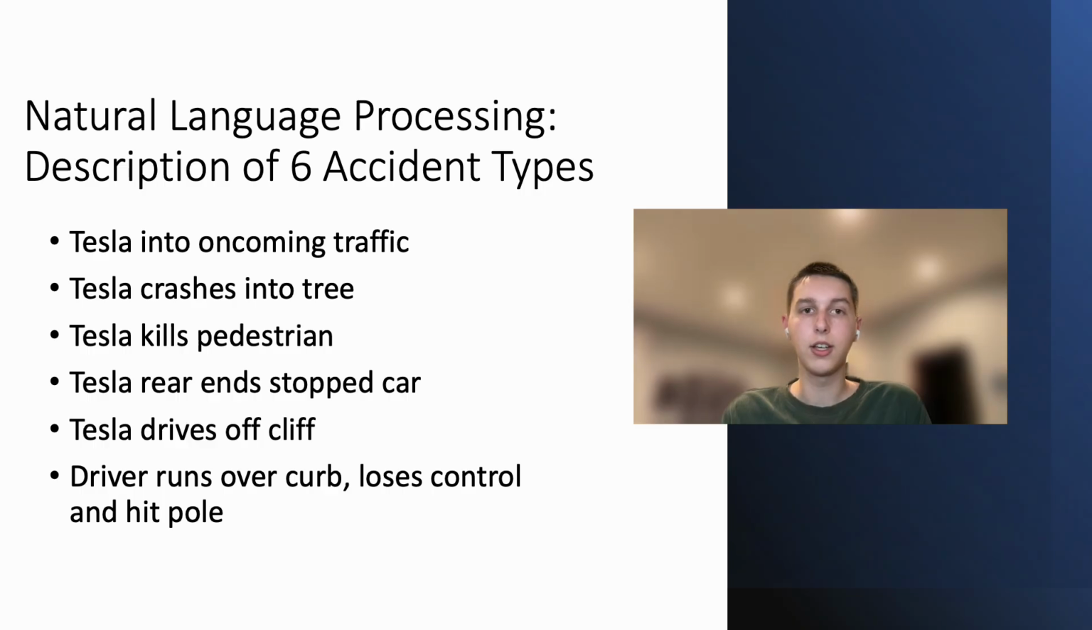While this classification was useful for broad pattern recognition, it's important to note that it was not perfectly accurate. For example, if a report mentioned the word tree, it would likely fall under the hit the tree category, even if it wasn't entirely accurate. Despite its limitations, this approach provided valuable insight into the typical types of accidents involving Teslas.